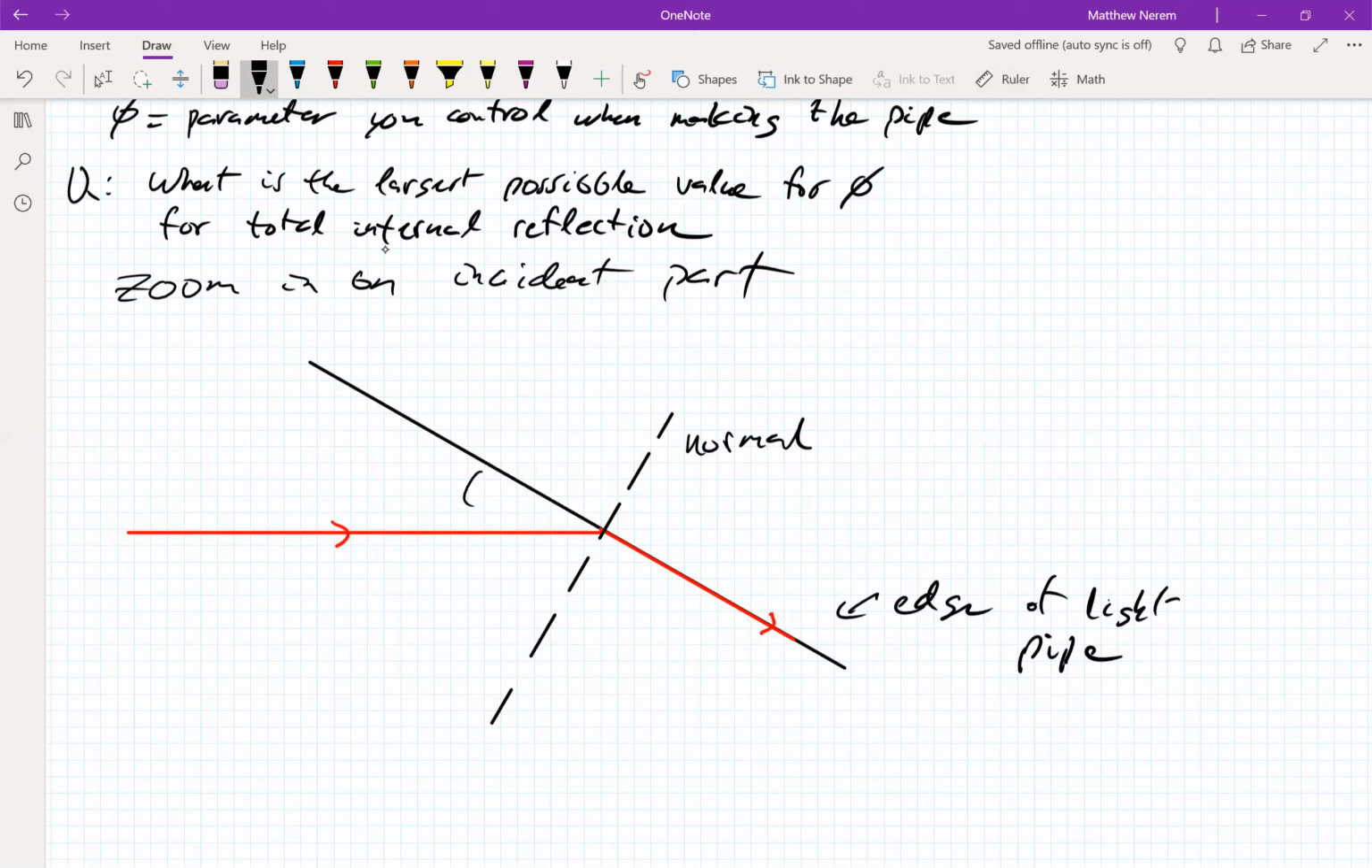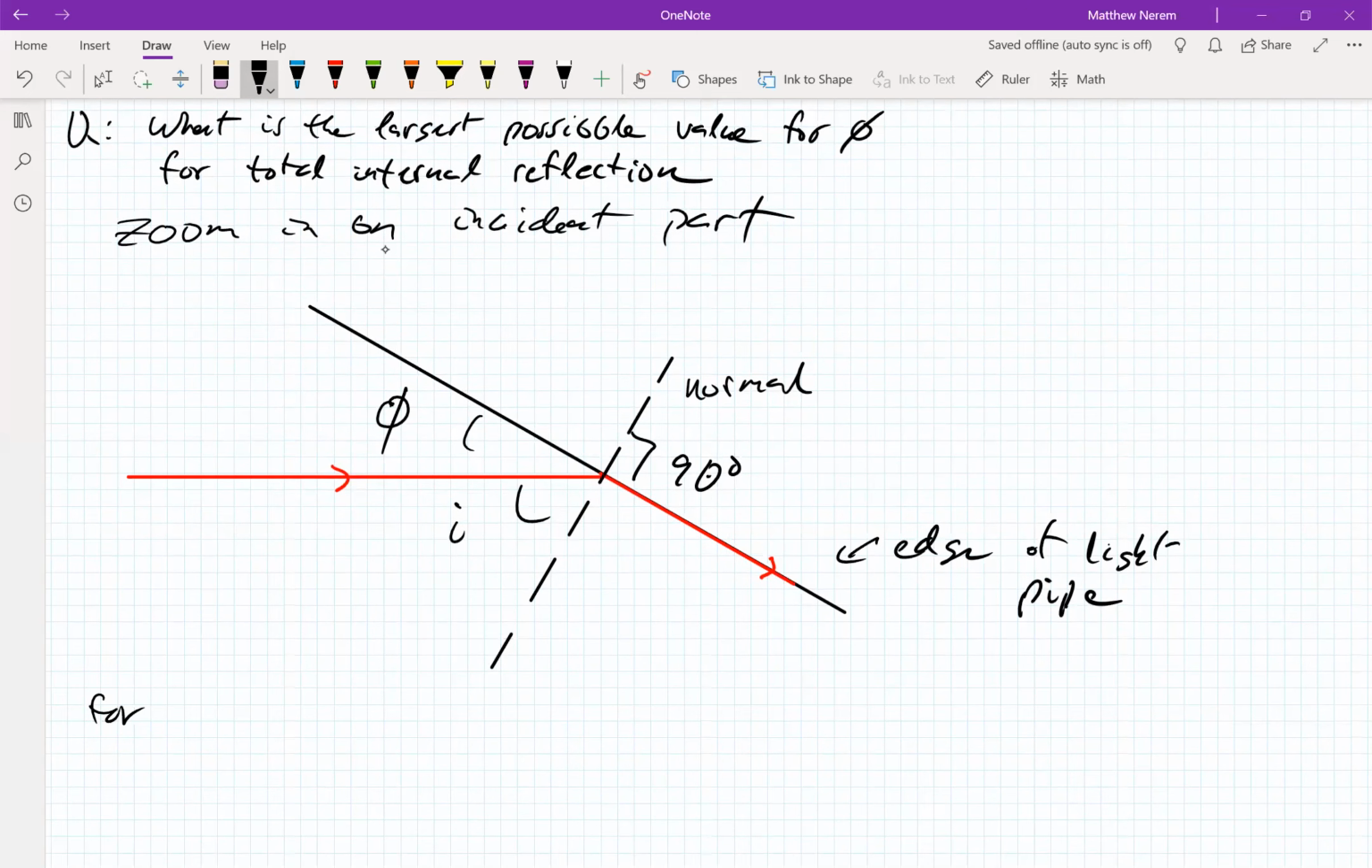So here's the phi, and here's our incident angle. I'll call it I. And we know what this is. If this is the refracted angle, this must be 90 degrees. So once again, for the ray to be trapped, the refracted ray is at 90 degrees.